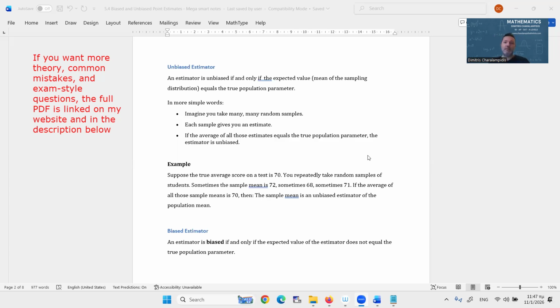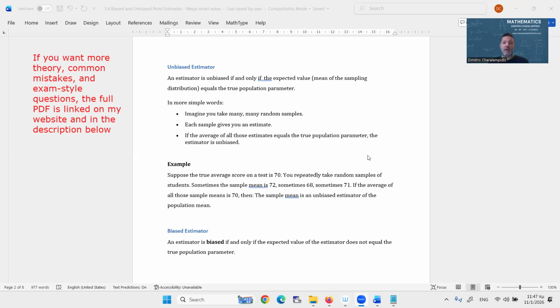Let's imagine taking many random samples. Each sample gives us an estimate. If the average of all these estimates equals the true population value, whether that is a mean or a proportion, then the estimator is unbiased.